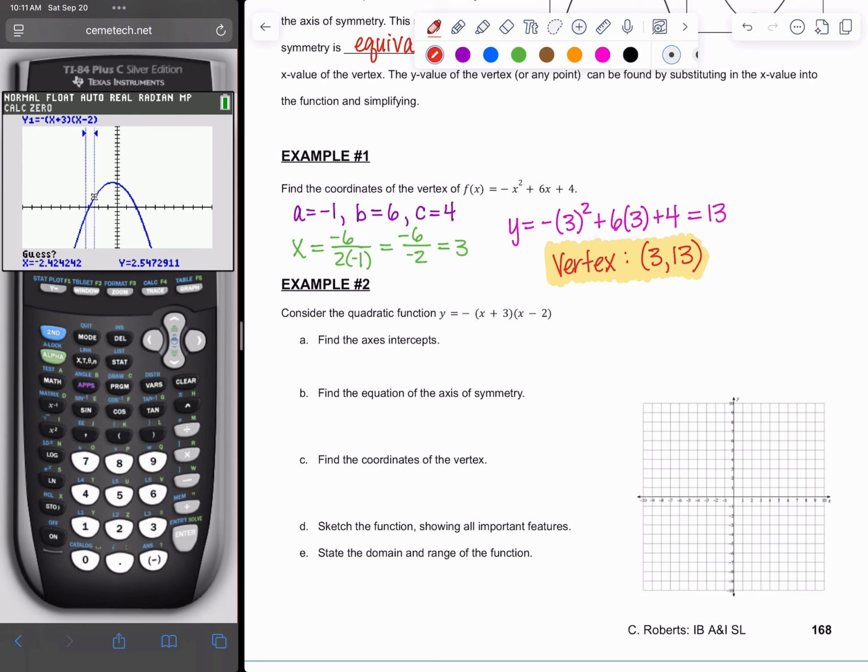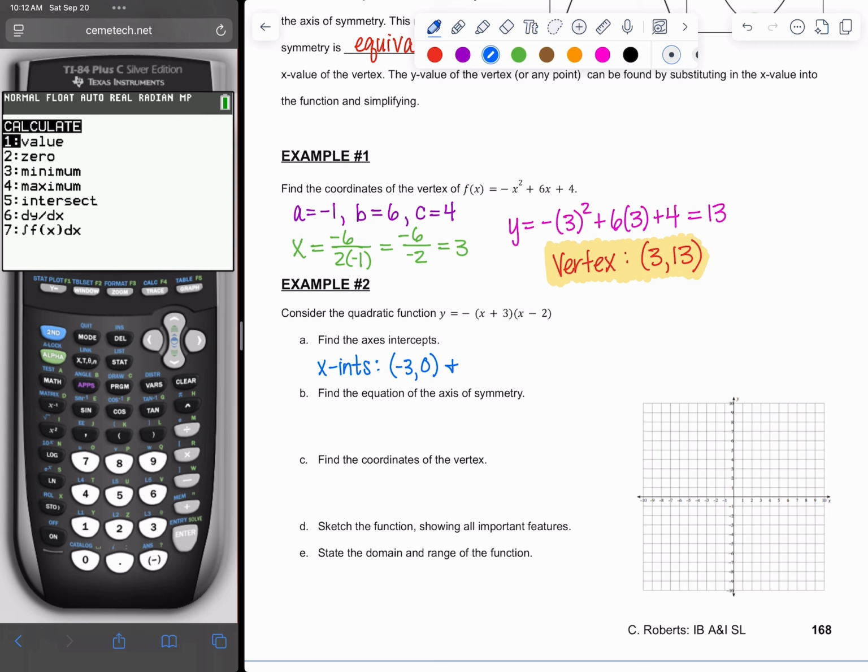And as you can see, that x-intercept is in between the two lines. I press enter for the third time. So I see that my x-intercepts are located at negative 3, 0. And I have to find the other one.